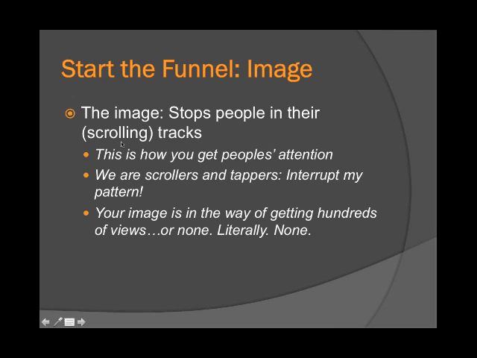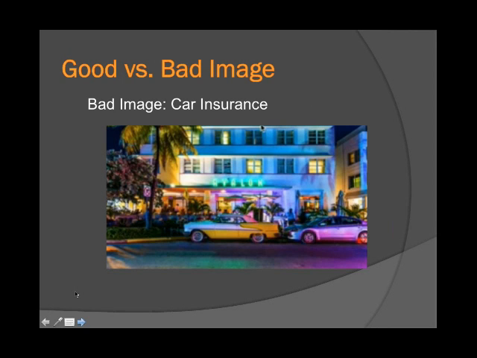So what kind of images do you need in order to actually accomplish this? I'm going to start by showing you a bad image. Okay, so this is actually an image for a car insurance company. And what they were doing is they were trying to target people in South Florida. So this, I think, is actually South Beach. So it's got kind of the funky feel. It's got the cool yellow cab. It generated a grand total of zippity doodah views, like none.